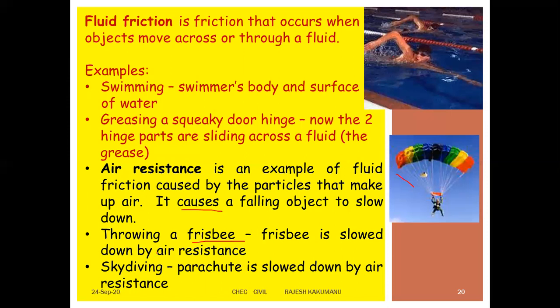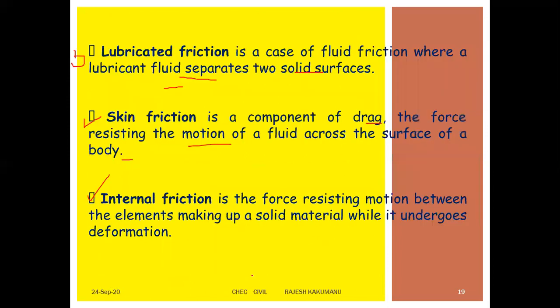Next one is skydiving. A parachute is slowed down by the air resistance, right? In skydiving, a parachute is slowed down by the air resistance. So like this, in the fluid or in the air, we can use n number of examples for this type of fluid friction properties.